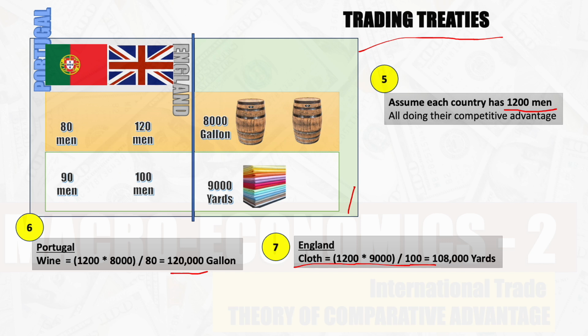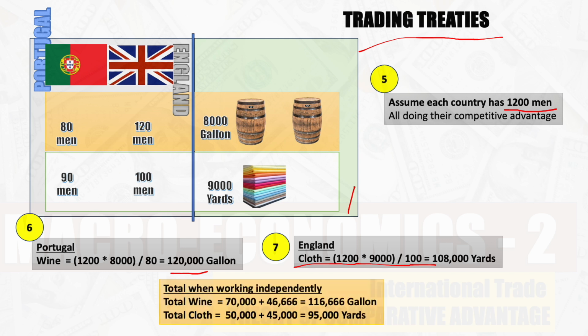And what had we seen earlier? This is the moment of truth. Earlier, if they were doing independent work, they were producing way less. They were producing total cloth of 95,000 and total wine of 116,666. So we have seen very clearly that with this kind of trading treaties, if the countries are working on their comparative advantages, both countries can trade and both can mutually benefit. So that's the comparative advantage, which was the theory given in 1817.